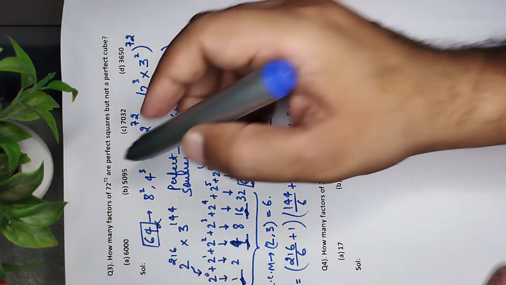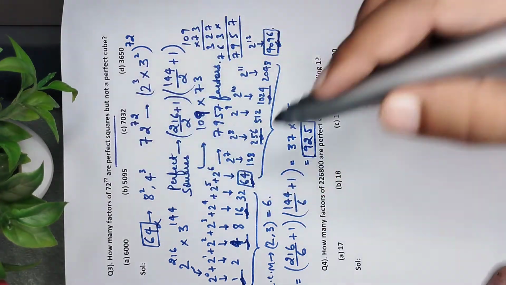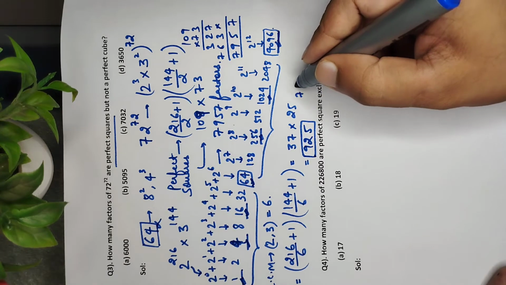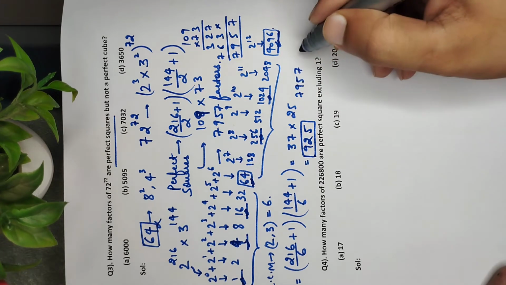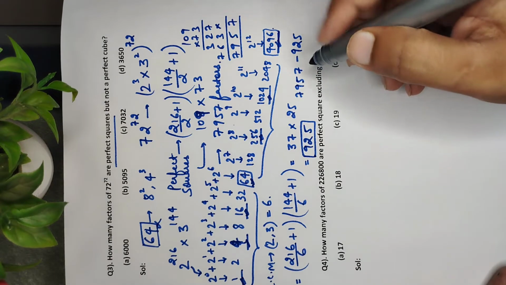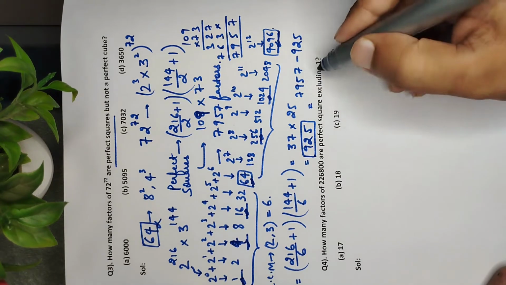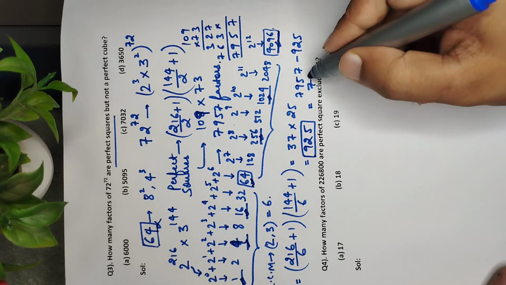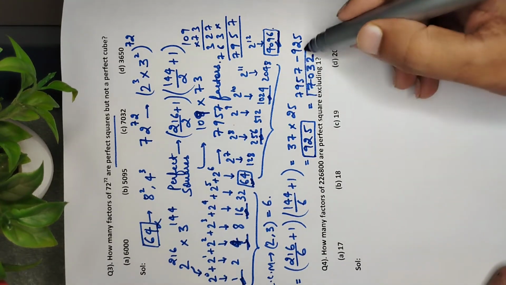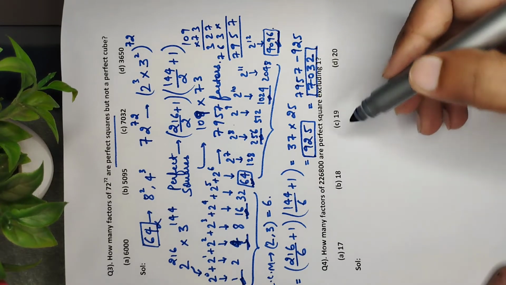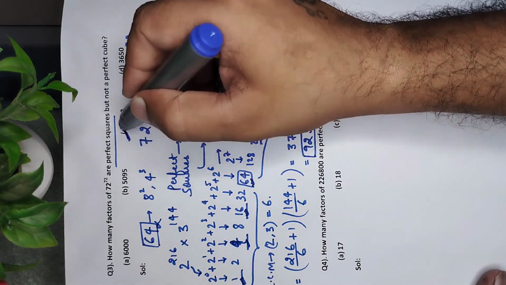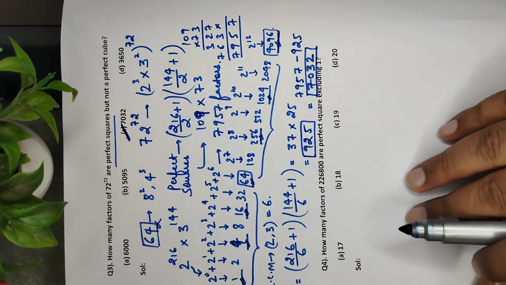So we only have to find the perfect squares. So what I have to do, I have to subtract 925 from all the perfect squares, and this answer will be equal to 7032. So I can say that there are 7032 factors which are perfect squares but not perfect cubes. So C will be the answer for this question.